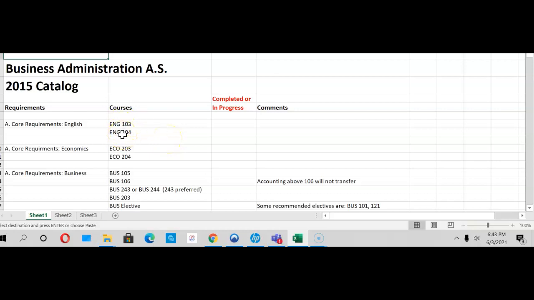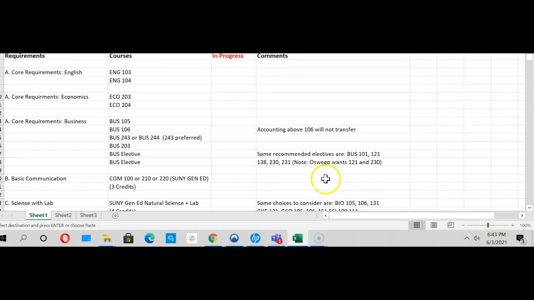English 103 and 104, Economics 203 and 204. Here's some business classes, pretty self-explanatory there. Business electives. Here you got a couple of business electives. That's where you choose. Here are some recommended electives, however. Keep those in mind because some are more relevant or more easily transferred than others.